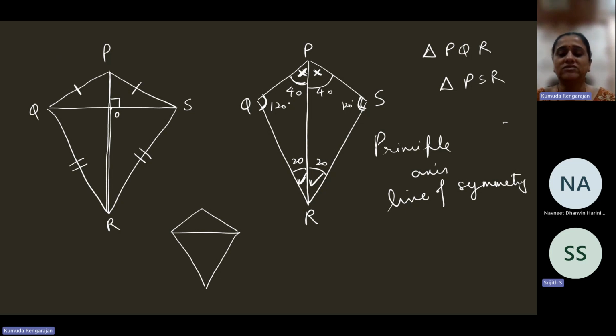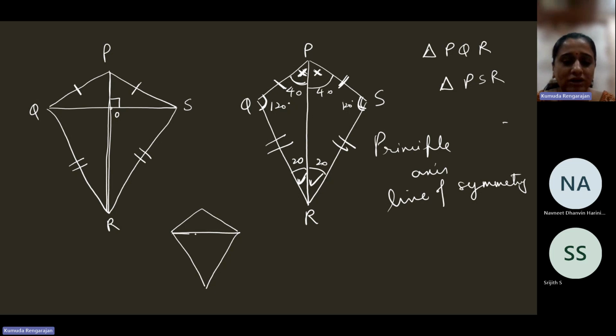So the longer diagonal is called the line of symmetry, and the longer diagonal divides the kite into two identical triangles or two congruent triangles. And you understood that the angles on either side are equal. You know that this side is equal to this side because it's a kite, adjacent sides are equal, and this side is equal to this side. That's the property of a kite.